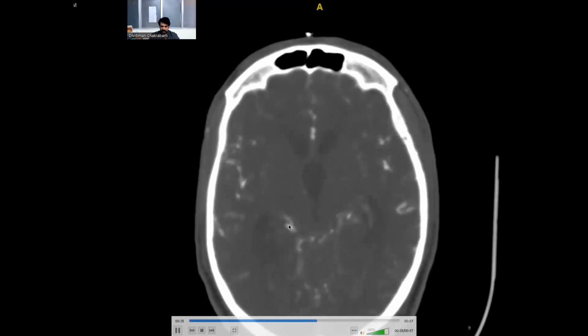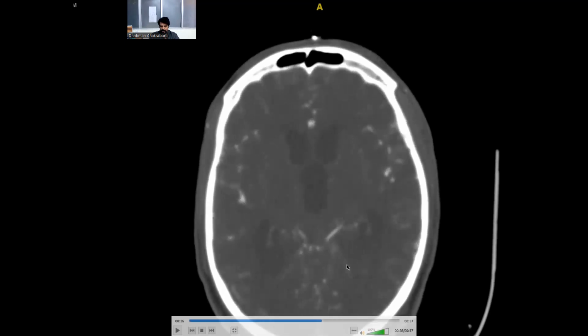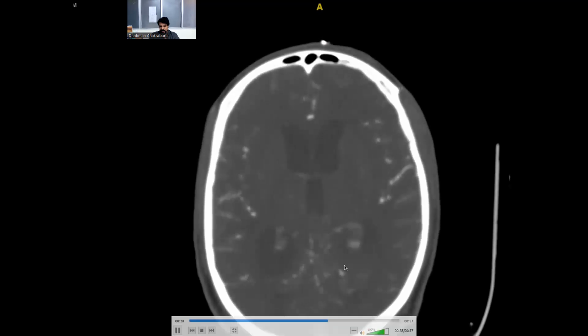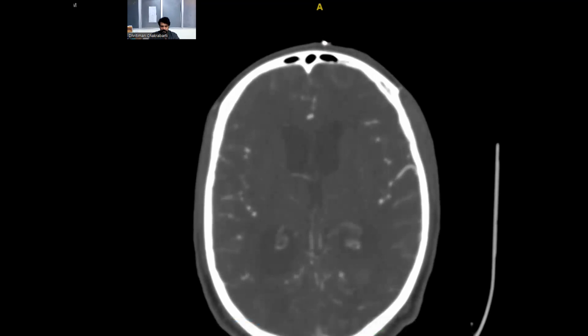So these are the few branches of the PCA. You can see it is going posteriorly, and it is terminating in the occipital cortex here. Okay, so this is your posterior cerebral artery. Now let's go to the anterior circulation.